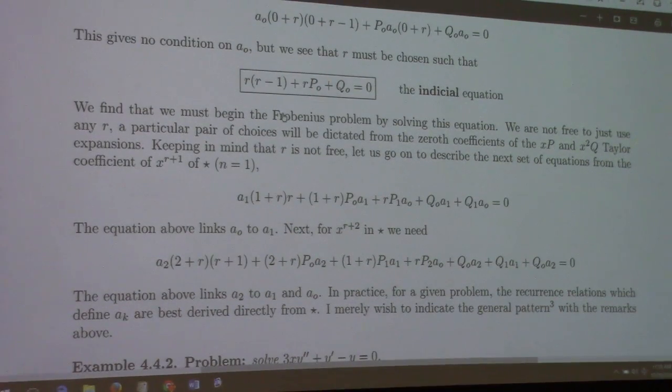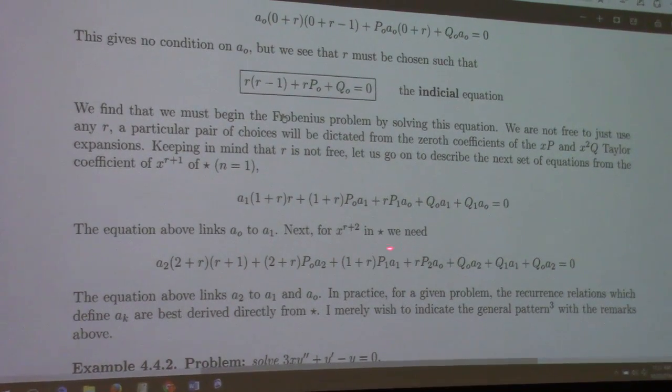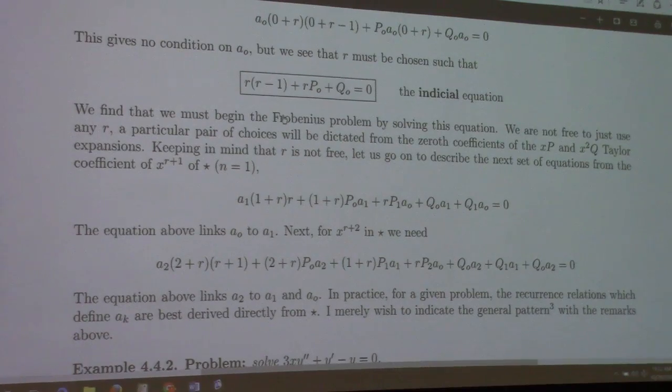So you see, you get all these. You pick up more than just the a sub naught. You pick up the a sub 1 and the a sub naught, and they're intertwined by the x to the r plus 1 term. And if you keep doing this, the x to the r plus 2 would be this, right? So that's about as far as I want to go for the general thing. And I'm not suggesting you should use these equations to plug in r. My point is just that this is the idea. Like I said, for given problems, the recurrence relations which define the a sub k are best derived directly from star. I'm just trying to indicate the general pattern.